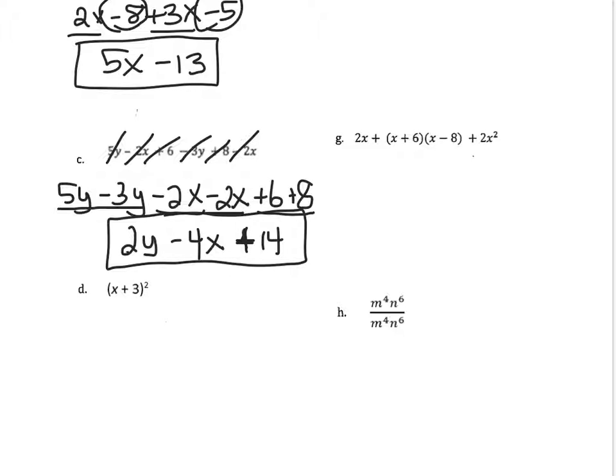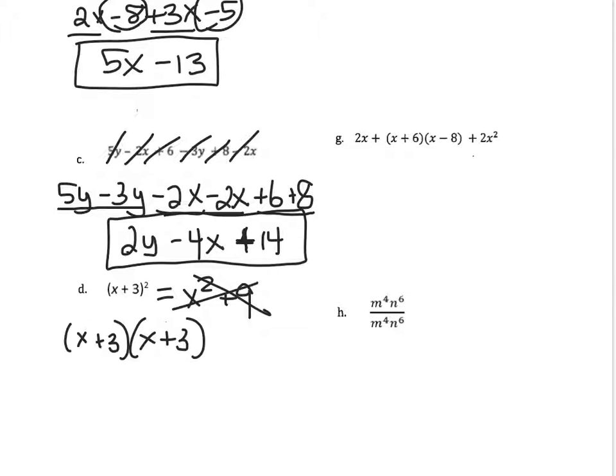Now D was the one where probably 2 or 3 of you got it right. I don't know if you were rushing. Since the test, we spent a whole day practicing squaring a binomial. You can't just square the x and get x squared and then square the 3 and get 9. That's incorrect. Because when you square something, you have to take that something and multiply it by itself.